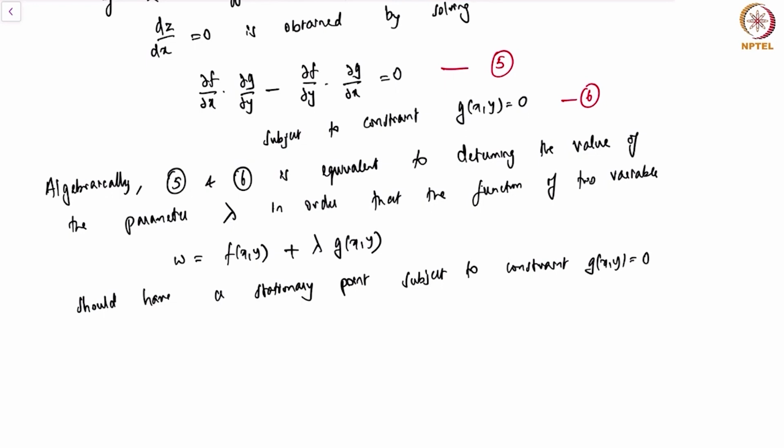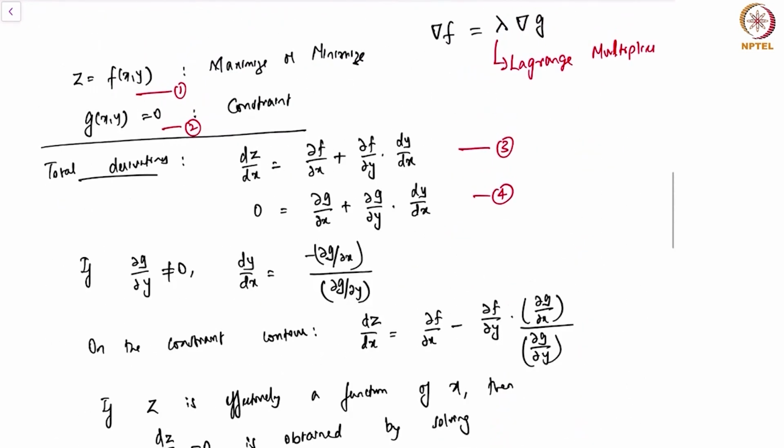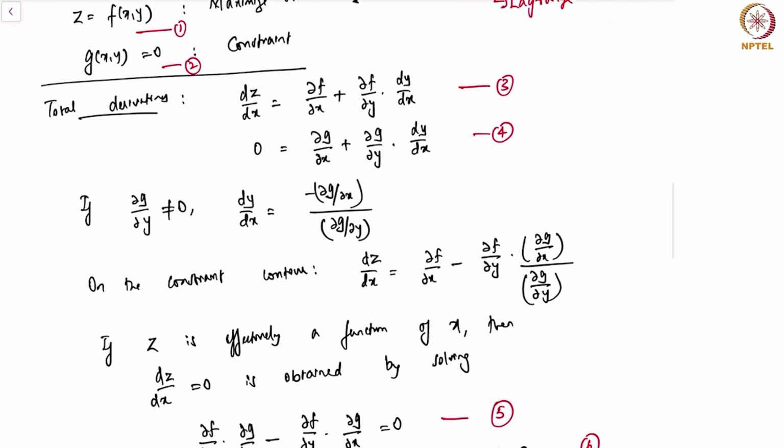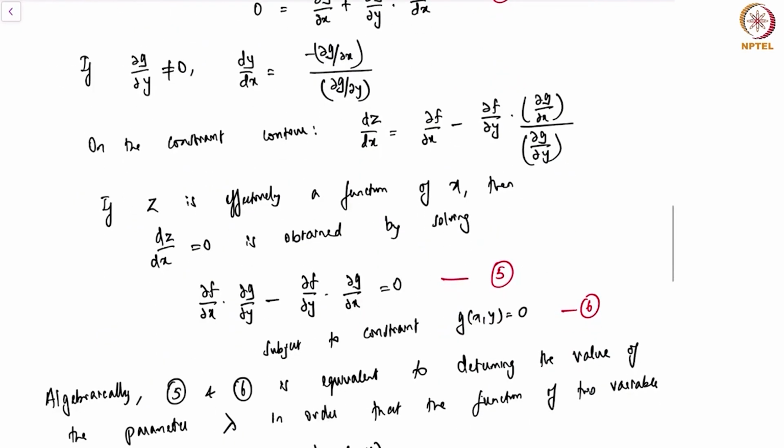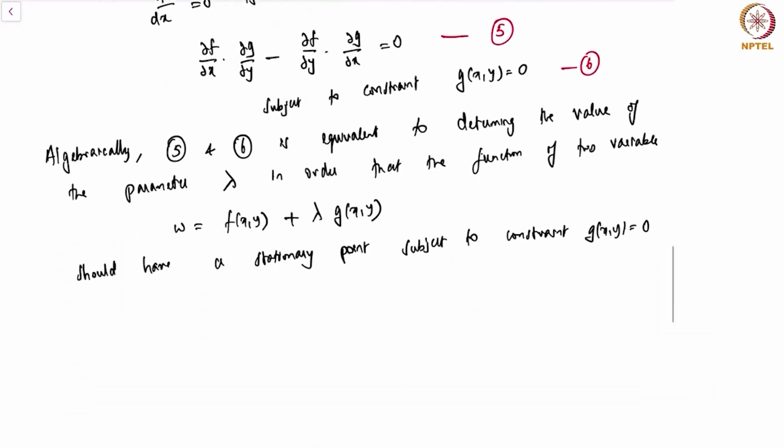So let me just explain what we have done here. We have said that here's a function z of x comma y, and we want to essentially treat this as a problem of one variable. We can first take the derivative of z with respect to x. That gives me equation 3. Then we want to take the total derivative of the constraint as well. That gives me equation 4. And if the partial derivative of g with respect to y is not 0, then we can find out the derivative dy by dx. Then we substitute this derivative into equation 3, and we basically got the relationship number 5.